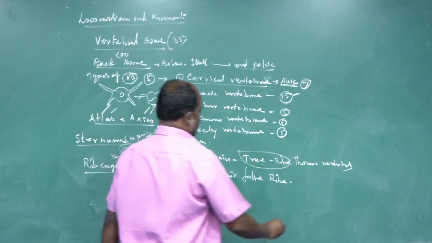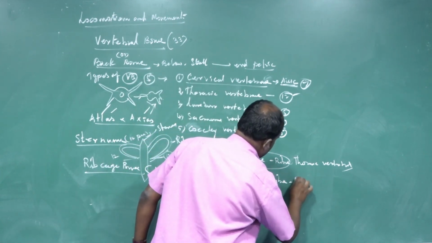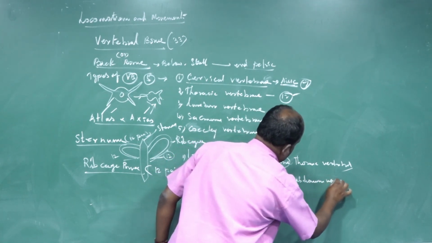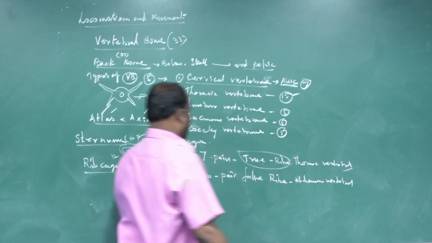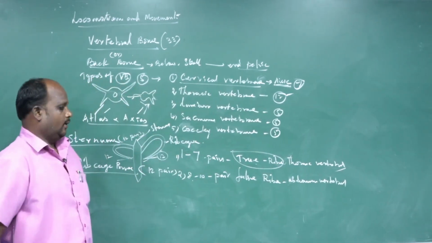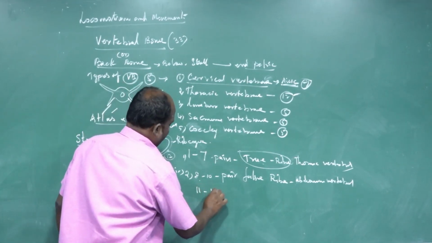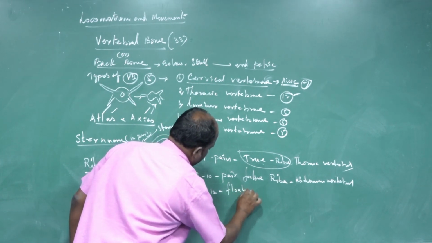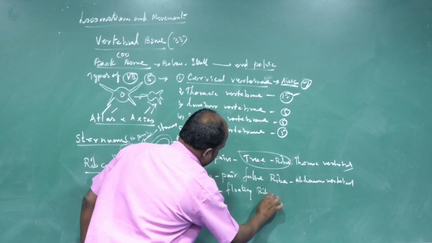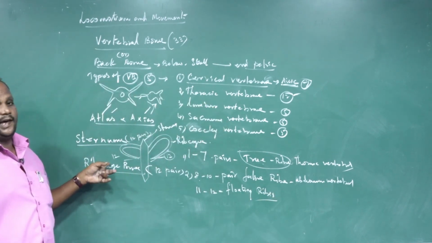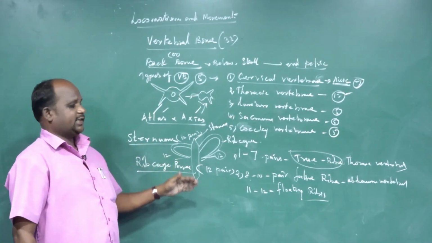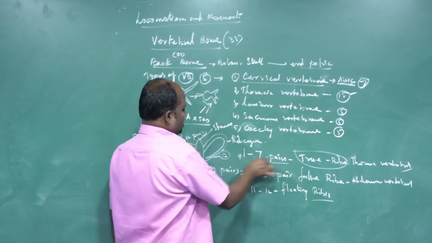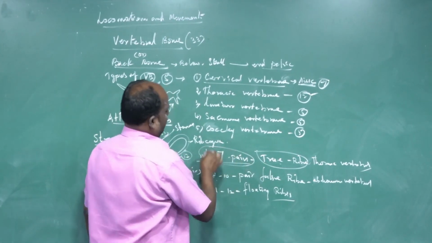False ribs are abdominal, thoracic, vertebral bones. The remaining 11 to 12 bones are called floating ribs. So totally 12 pairs of ribcage bones are there. The 12 pairs of ribcage bones are classified into 3 categories. The first 7 pairs of ribcage bones are called true ribs.